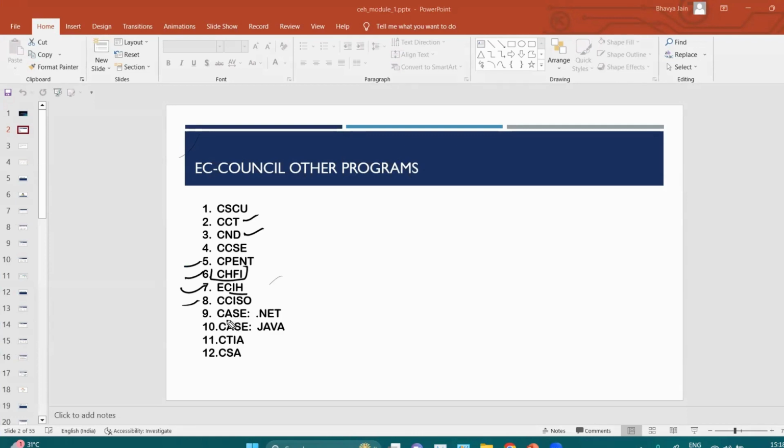And then we have CASE, which is for the application security engineer for .NET and then for Java. And then we have CTIA, which is for the threat intelligence analyst. And then we have CSA, which is for Certified SOC Analyst. So apart from CEH, EC-Council provides these programs, out of which CEH and CHFI are the most popular. Others are popular, but not as much as CEH or CHFI.